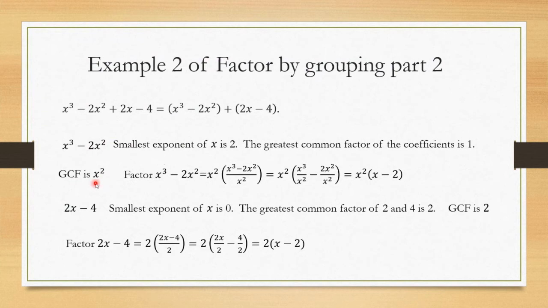So then we have this GCF. Now we have to take it out. We factor it out. We have x cubed minus 2x squared. That's going to become x squared times, again, you have to divide to see what's left over. And when you divide into each term like this.